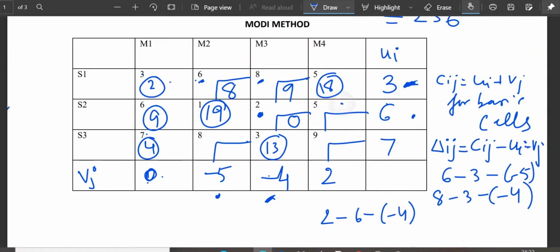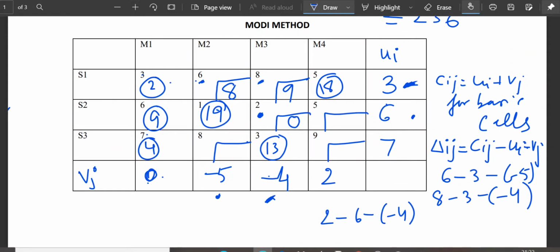Now come here, to this 5. 5 is the Cij. The corresponding Ui is this 6. The corresponding Vj is this 2. So 5 minus 6 is minus 1 minus 2. So minus 3.